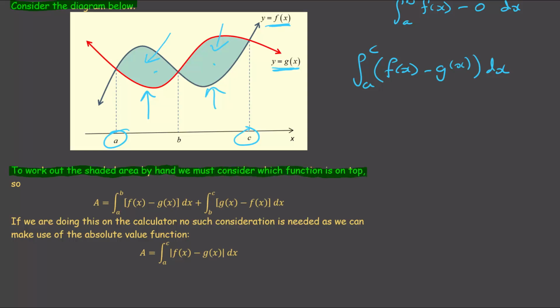So what you might need to do to work out the shaded area by hand, you must first consider which function is on top. So the area would be, between a and b, the integral of f(x) take away g(x) dx to give a positive answer, and then from b to c you'd need to do g(x) take away f(x), so put the upper function first.